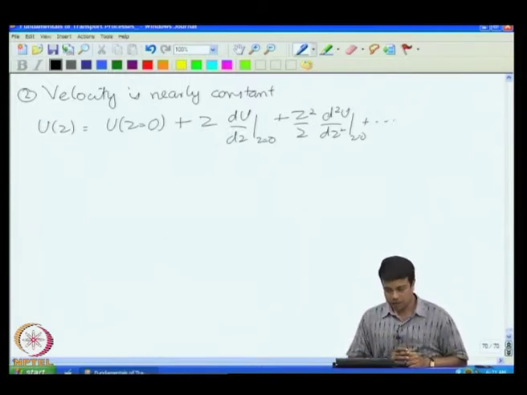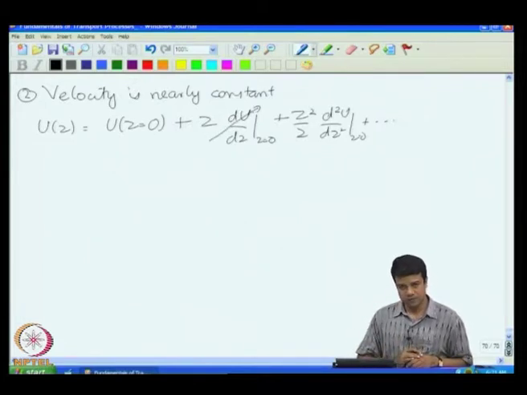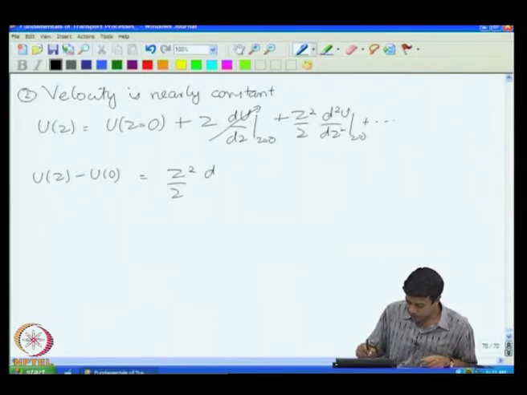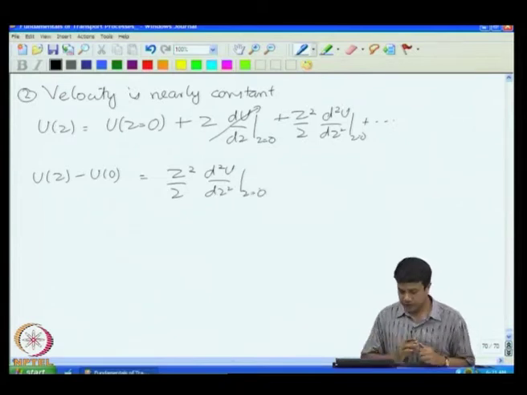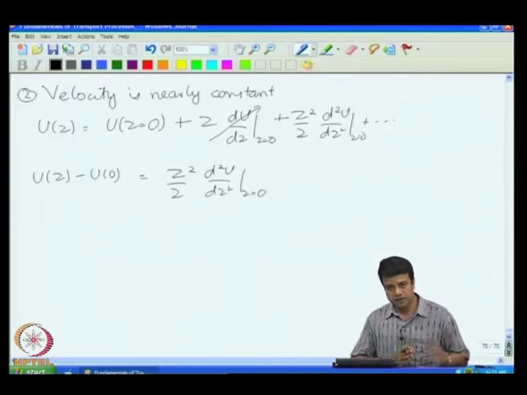I said that the shear stress at the interface is 0, which means that this term is equal to 0. So, if you are very close to the surface, then u of z minus u of 0 will be equal to z square by 2 d square u by dz square at z equal to 0. So, this is the velocity variation over a distance z.